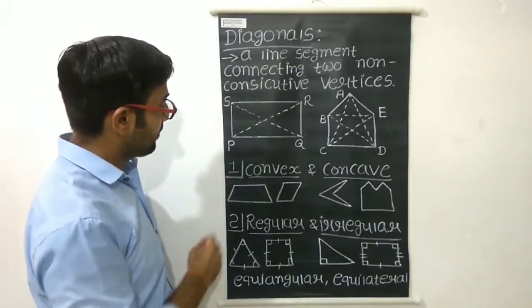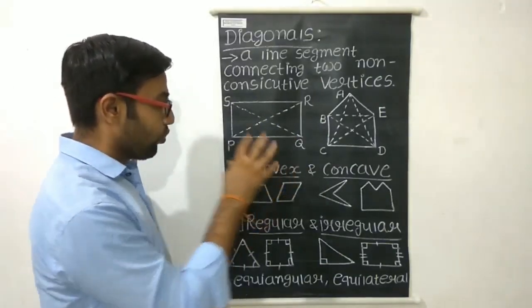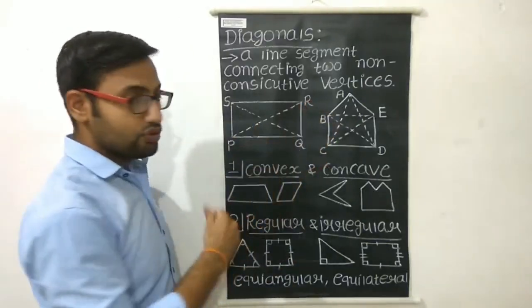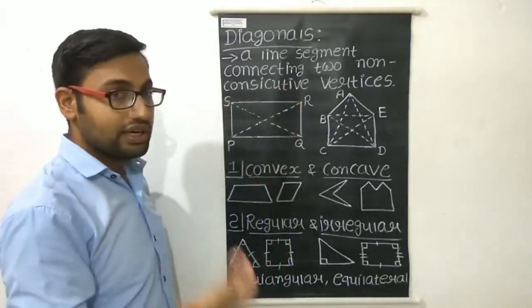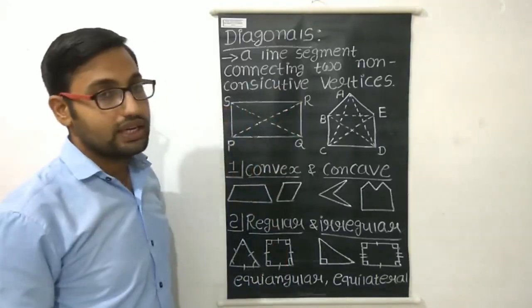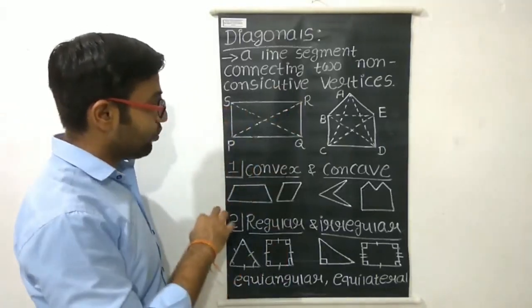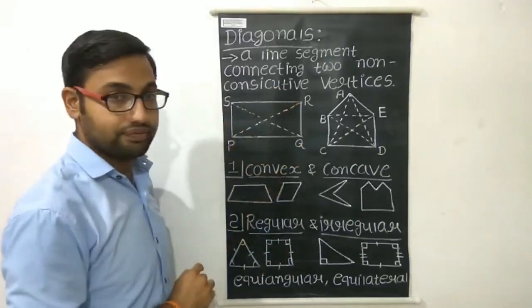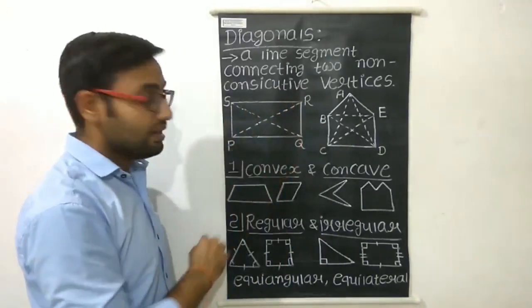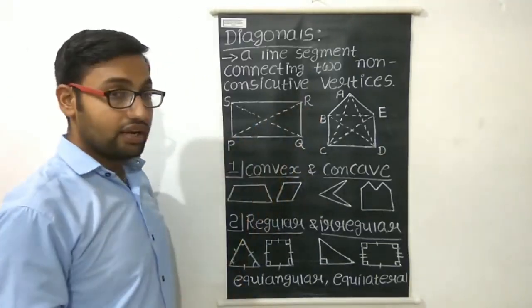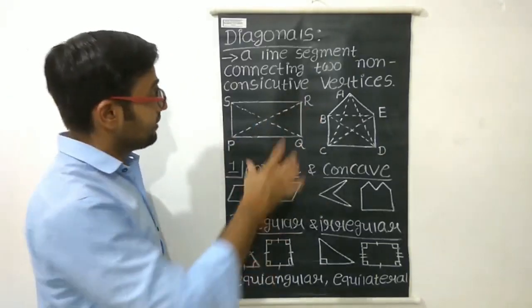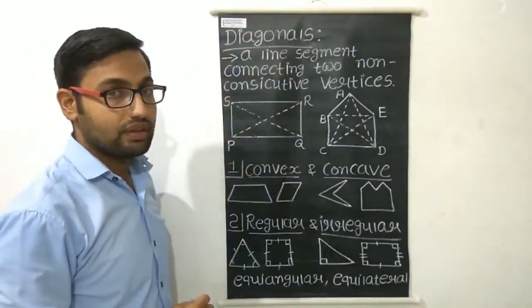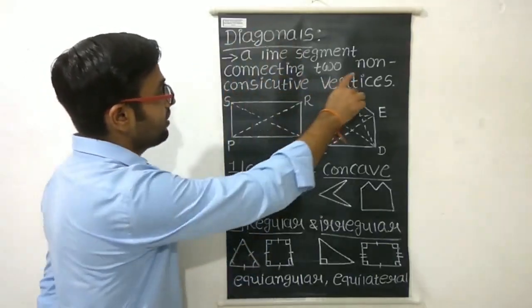So now here there is already a line segment. QR is already a line segment, RS is already a line segment, and SP is already a line segment. So can we draw another line segment? Yes, we can join P and R. By joining P and R, we get another line segment, and that line segment is called the diagonal.